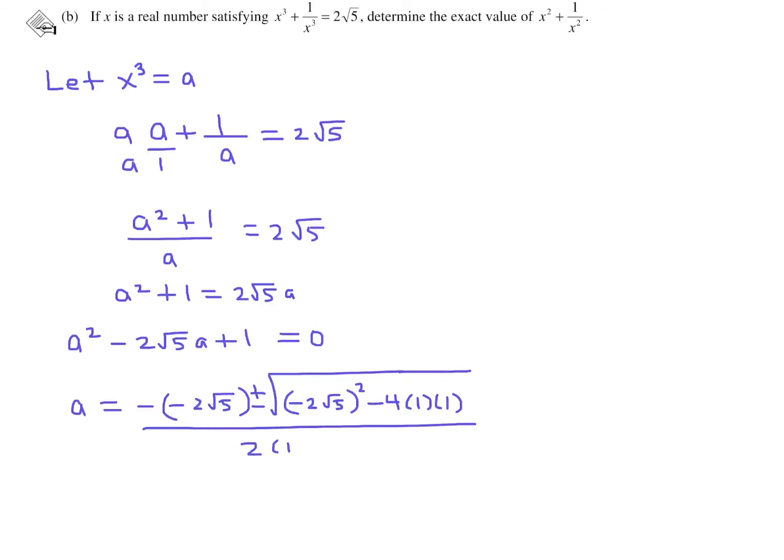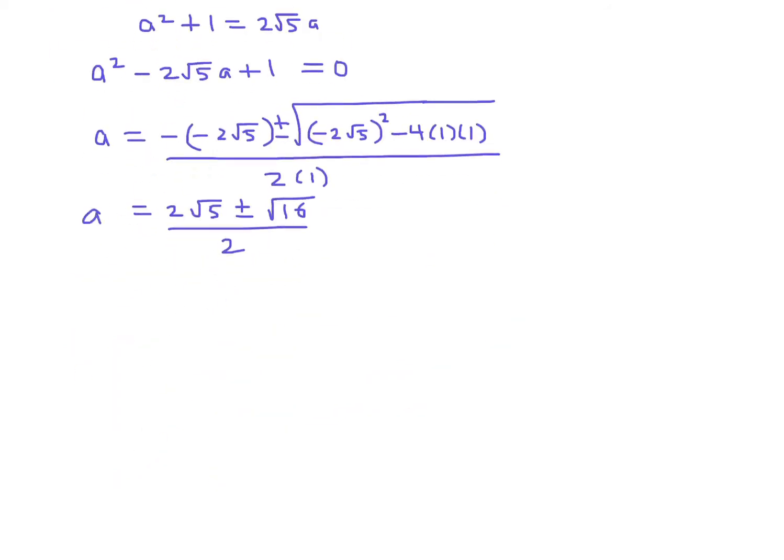Don't forget that. So this looks like 2 root 5 plus or minus the square root of, 2 root 5 squared, which is 4 times 5, which is 20. And then 20 minus 4 is 16. So the root of 16, all over 2. This will be a pretty decent looking number because that'll be 4, and then if I divide by 2, I'll get root 5 plus or minus 2.